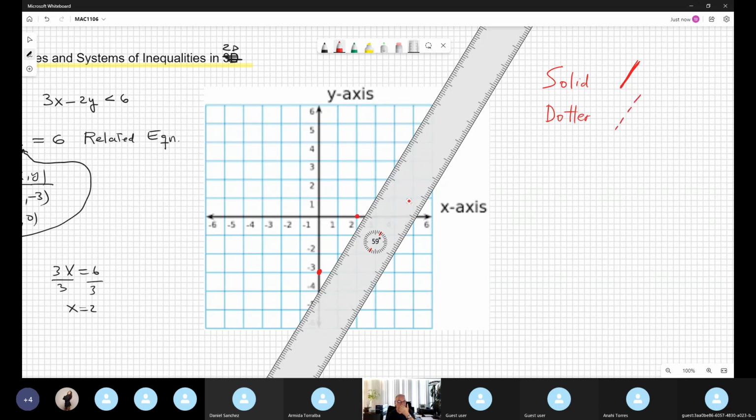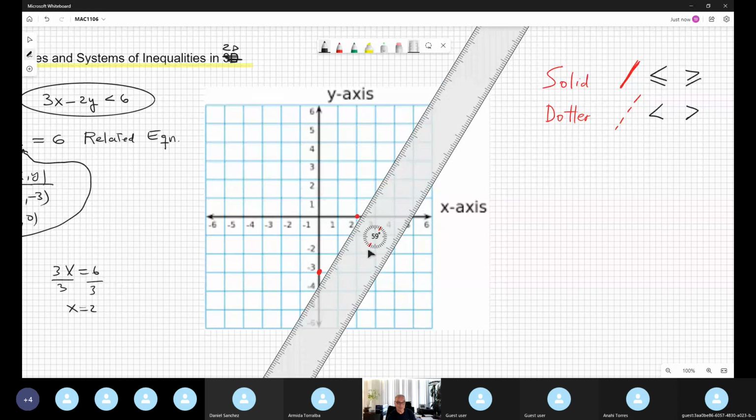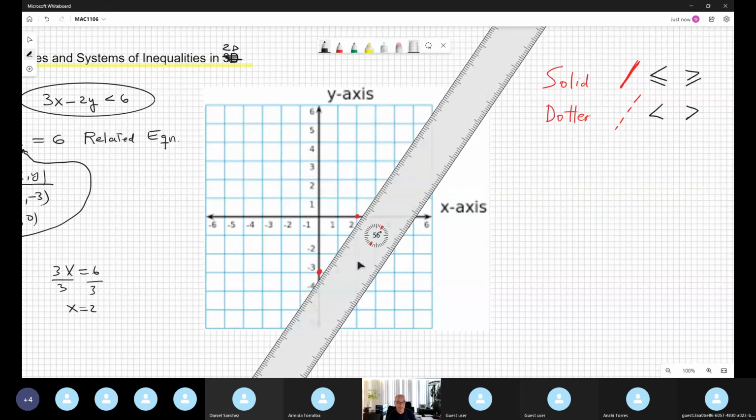How do you know if solid or dotted was used? It depends on the original inequality given at the beginning. If it is a strict inequality, so you have less than or greater than, the line is dotted. If you have less than or equal or greater than or equal, you include the equal sign, so the line is solid. In this example, it's dotted because it's less than.